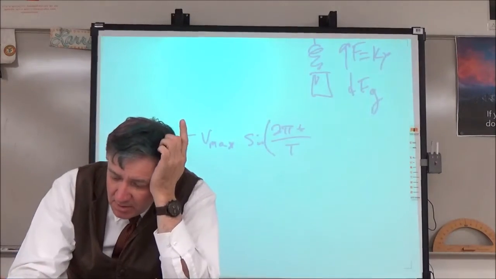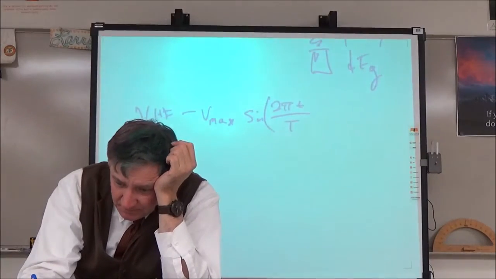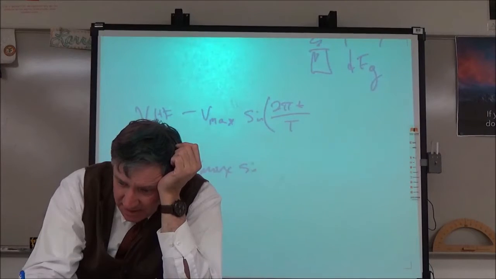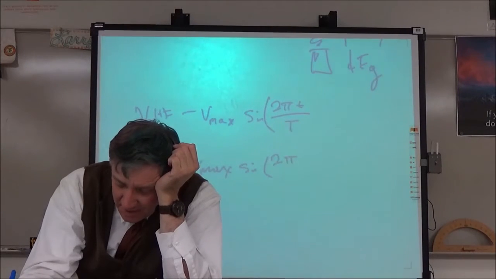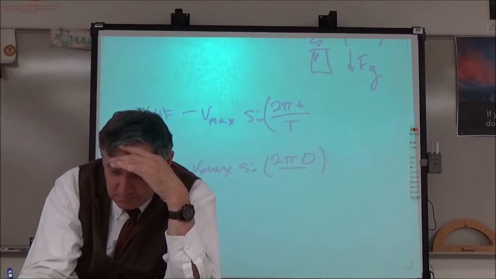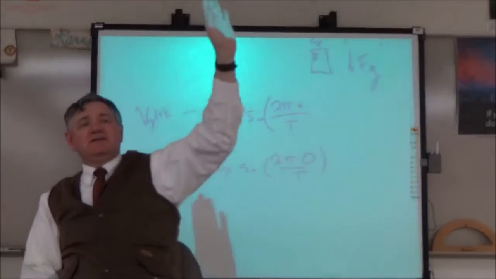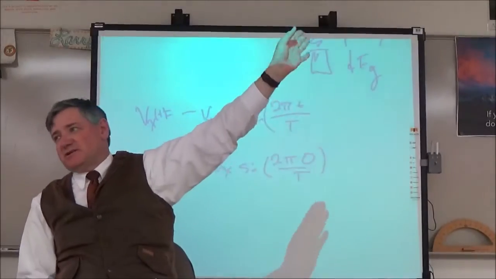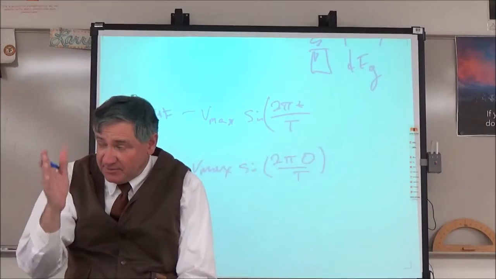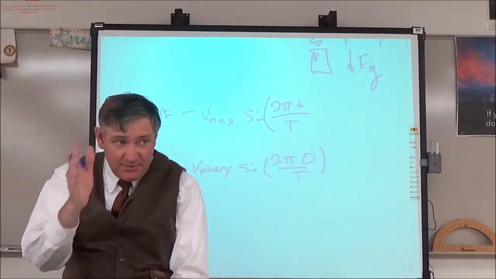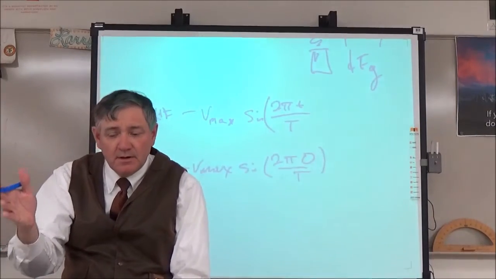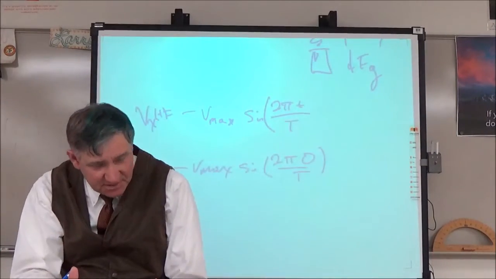On the more elegant approach, you're going to have negative Vmax times the sine of 2 pi, and on the first one, I'm going to have that as 0 over t. I don't know what t is. I don't care what t is. I just know that it's the period. Mathematically, you have to be in radian mode. If you're not confident about this, this is why God made calculators.